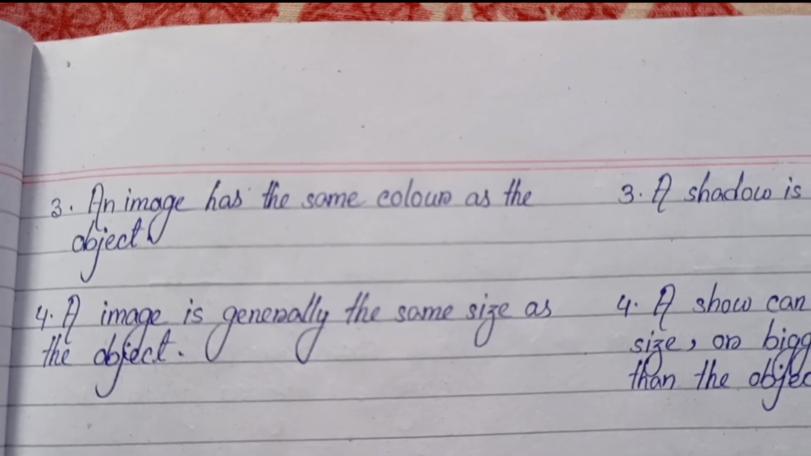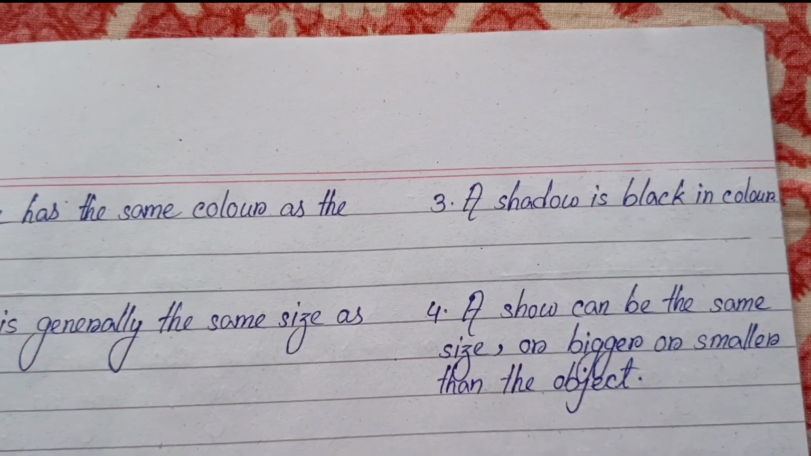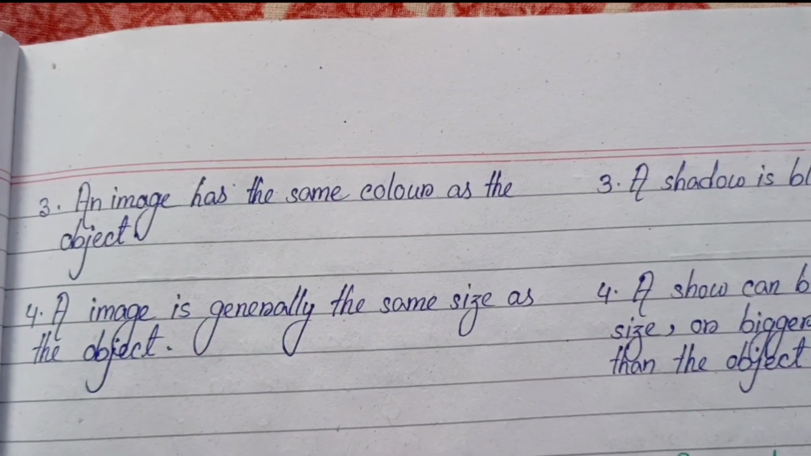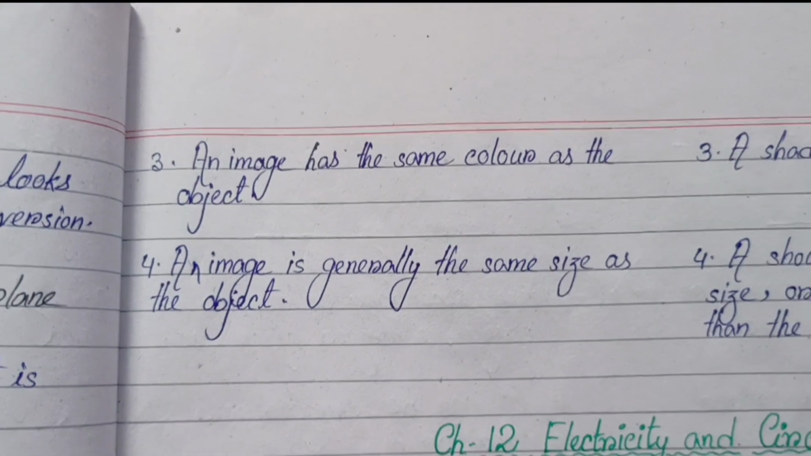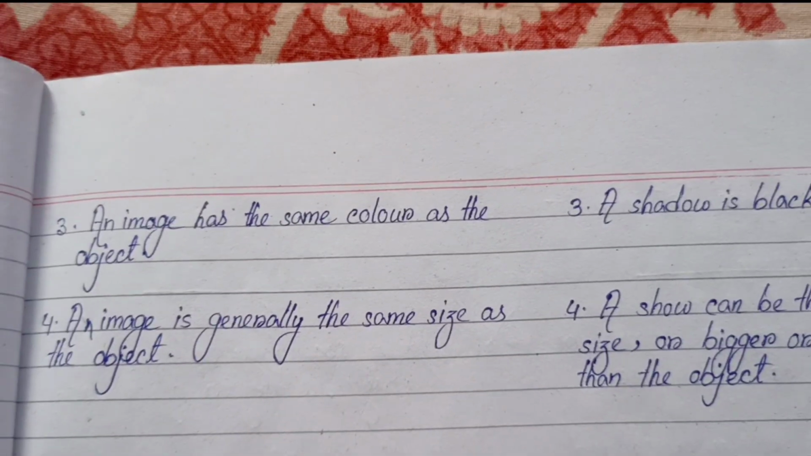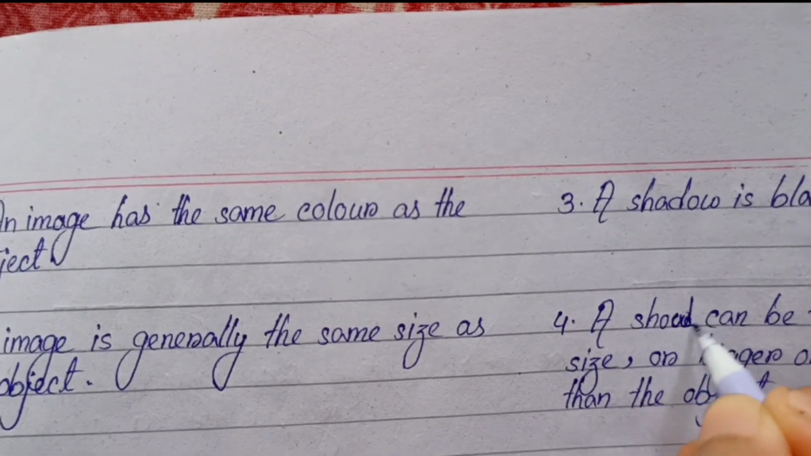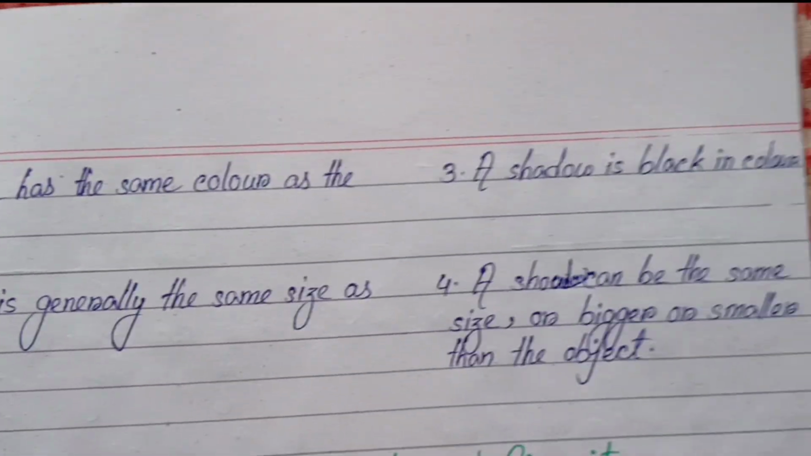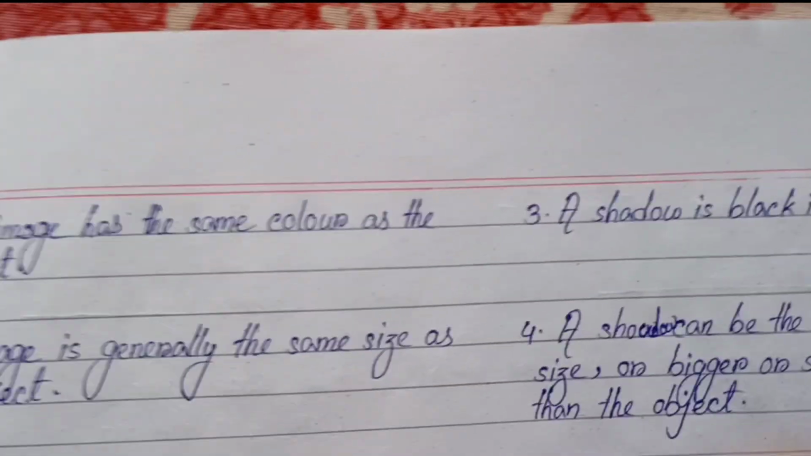Next, number 3. Under reflection, an image has the same color as the object. Number 3. A shadow is black in color. Number 4. An image is generally the same size as the object. Number 4. A shadow can be the same size or bigger or smaller than the object.